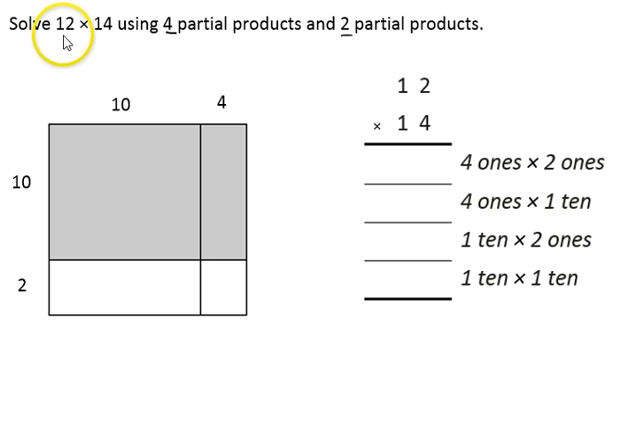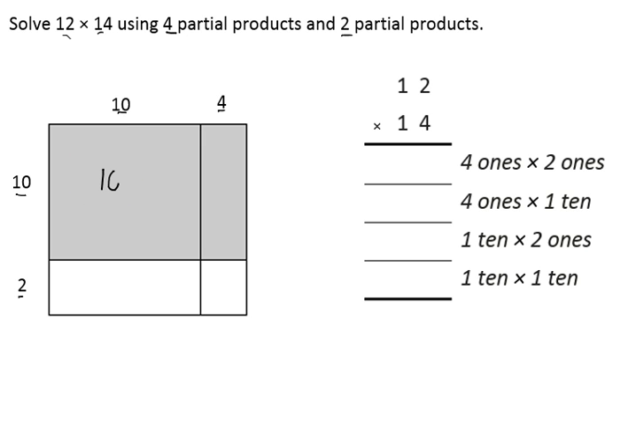We've taken our problem, 12 times 14, and we've written each factor in expanded form. 12 is the same as 10 and 2. 14 is the same as 10 and 4. By setting it up this way, I now have 4 rectangles, and I need to find the area of each rectangle. The big rectangle is a 10 by 10 rectangle.